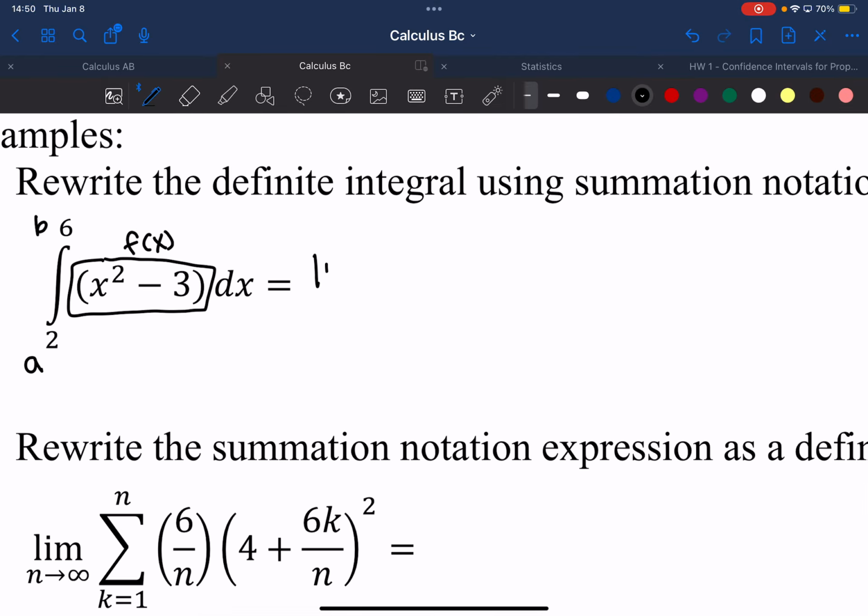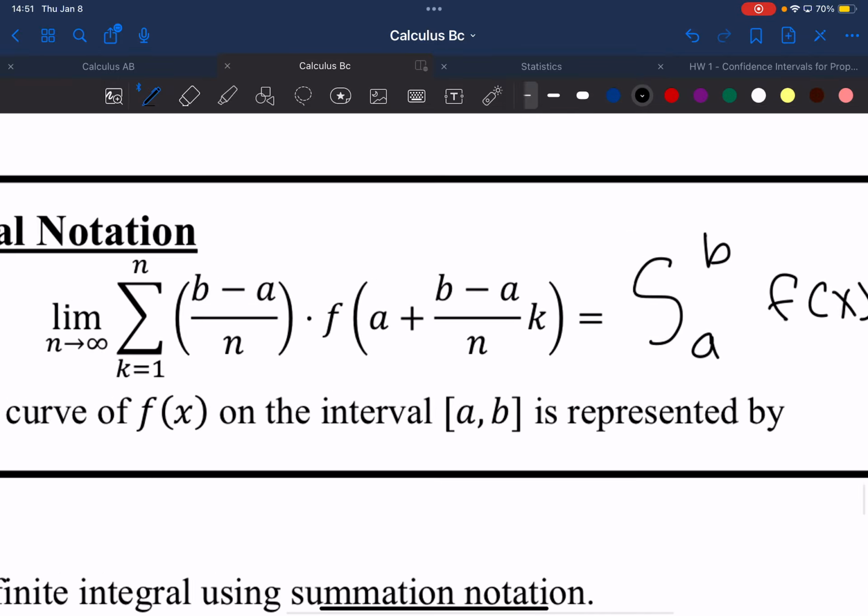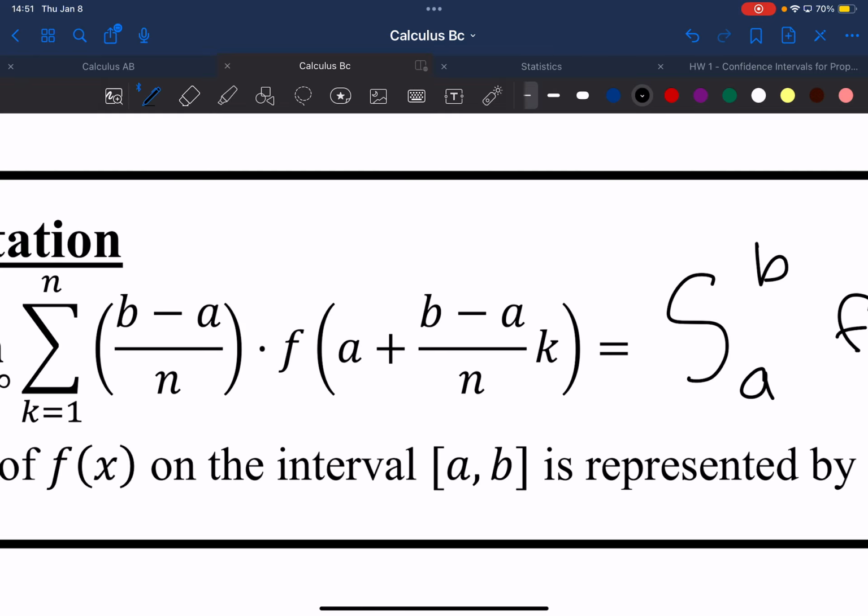So starting off, we have the limit as n approaches infinity. Again, we don't know n here. Of the summation of k equals 1 to n times, and then remember our formula is b minus a. So what is going to be b minus a? 6 minus 2, so 6 minus 2 over n. And then our next part of our formula is f of, so I'm going to go back here so you can see right here, f of a plus the change in x times k.